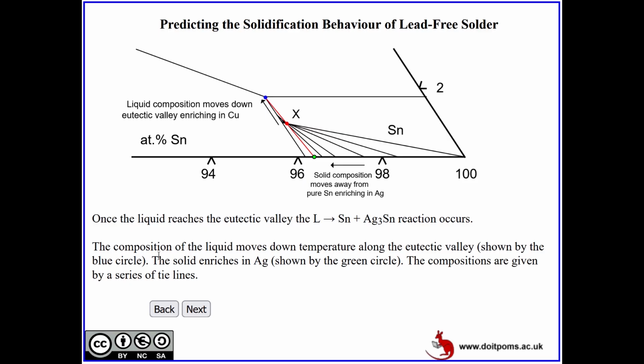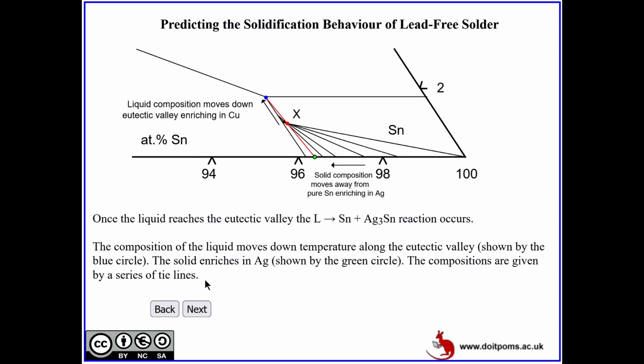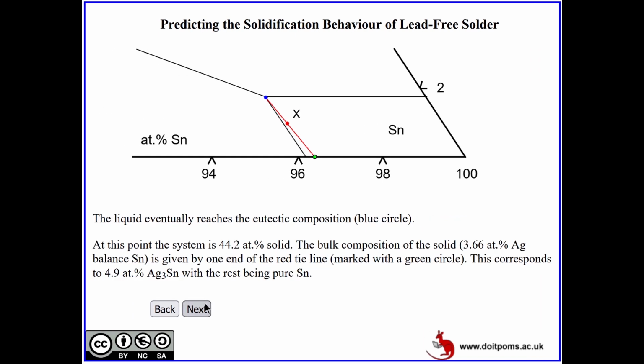So the composition of liquid moves down in temperature along the eutectic valley, shown by the blue circle. The solid enriches in silver, as shown by the green circle. The compositions are given by a series of tie lines. So the liquid eventually reaches the eutectic composition here. What does that mean? It's a ternary eutectic point, right? So there should not be any more liquid present after reaching this.